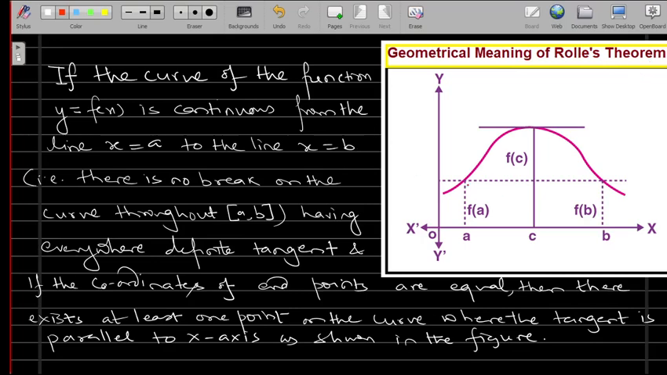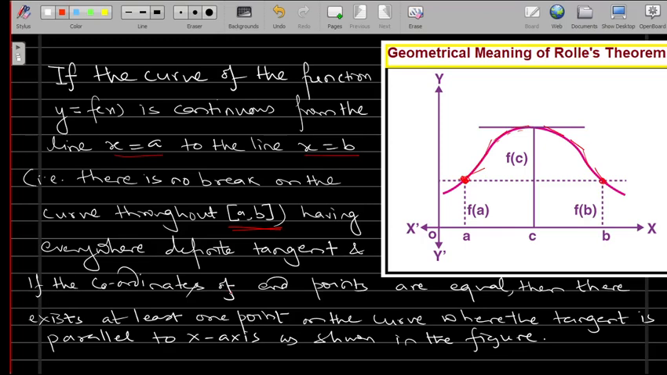You can see up to this point this is f of a, up to this point this is f of b, they are equal. And if the curve of the function y equals f of x is continuous from the line x equals a to the line x equals b, from here to here it is continuous, there is no break on the curve throughout the closed interval [a, b], having a definite tangent everywhere. Everywhere you can draw the tangent throughout this curve.